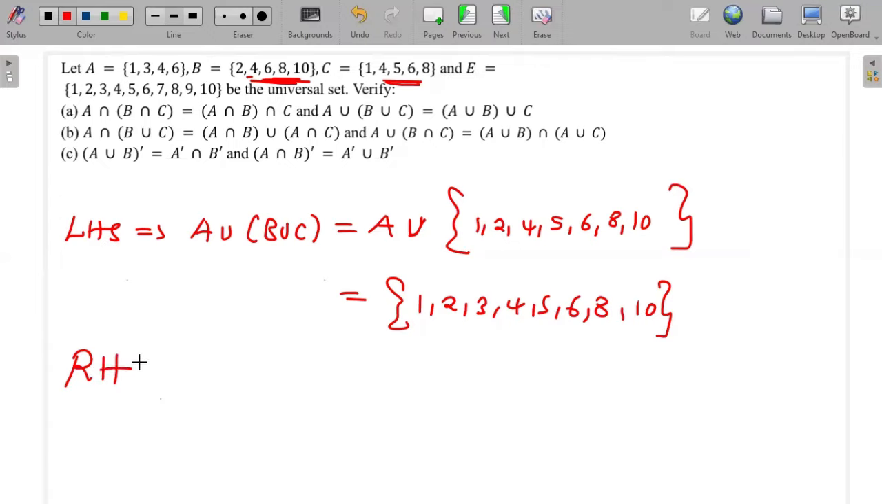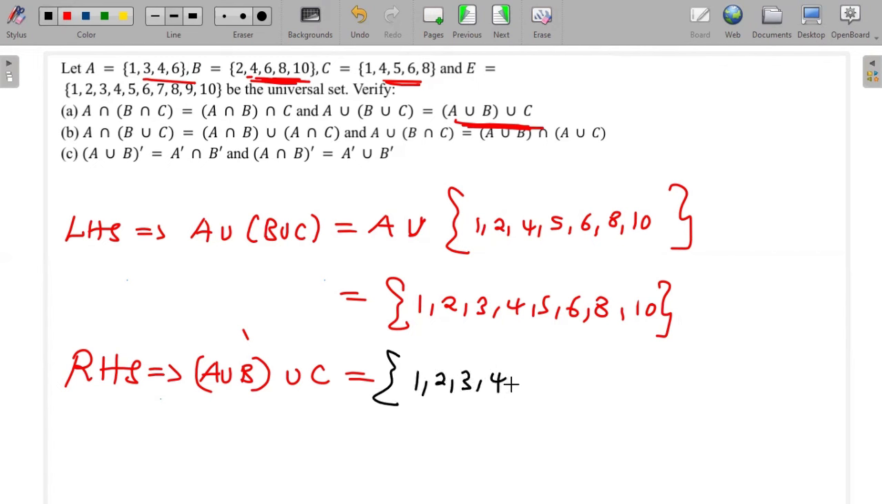So what about my right-hand side? So my right-hand side, I'm considering this now. So I'm starting with A union B. So A union B, and then union C. So this will be equals to, so let's find the union of A and B. So we combine everything there. We're going to get 1, 2, 3, 4, 6, and then 8, and then 10.